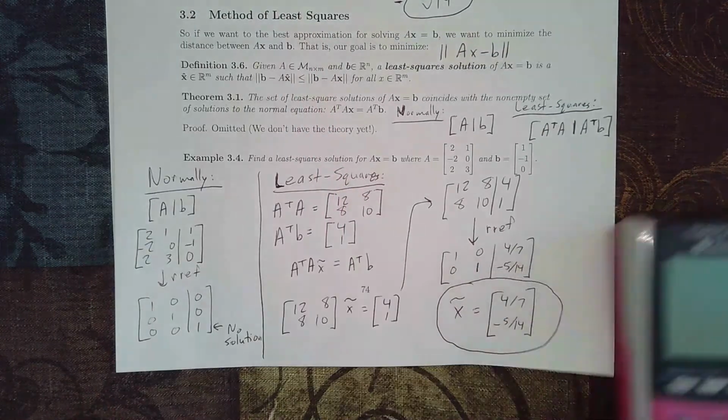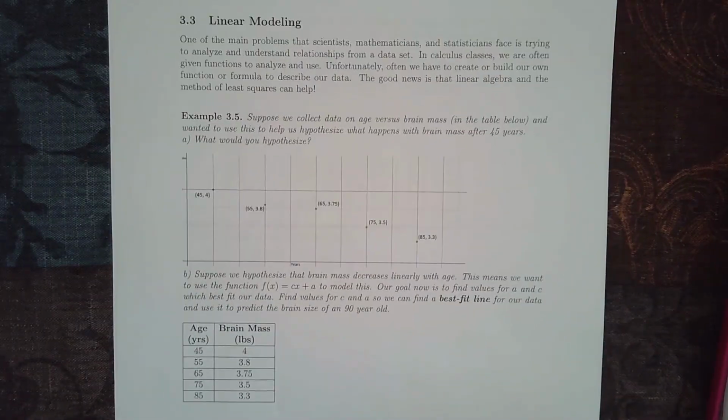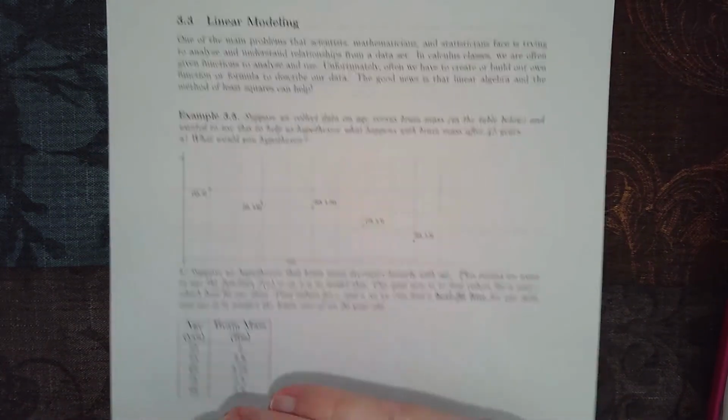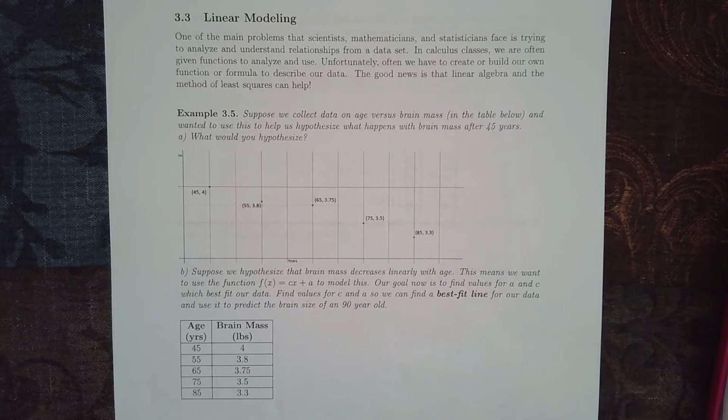Now there's a lot of places where we'd want to use least squares. One such example is going to be with linear modeling. So one of the main problems that we have as mathematicians, scientists, and statisticians is trying to analyze and understand the relationships that we have between variables when we're looking at data sets. In calculus, we're often given functions to analyze and use. Unfortunately, in the real world, we often have to build or create the function or formula on our own to describe our data. And so the good news is that linear algebra and this method of least squares can kind of help us.